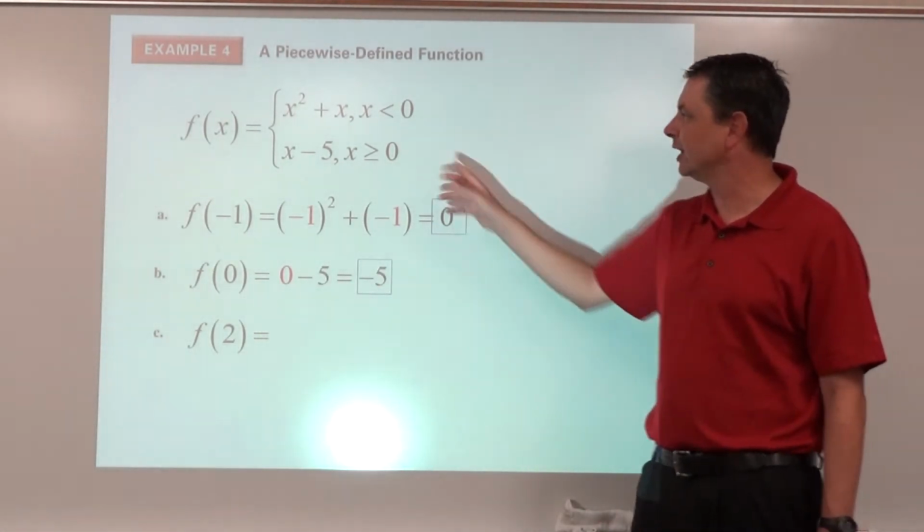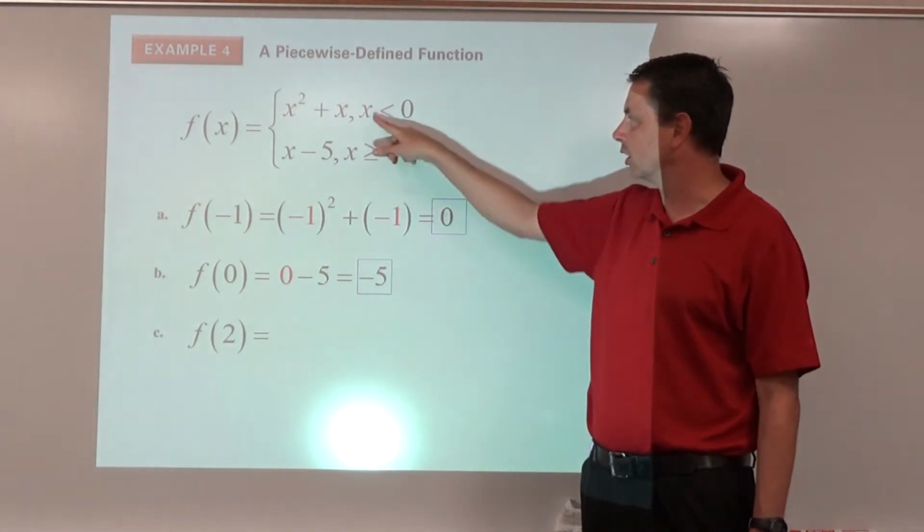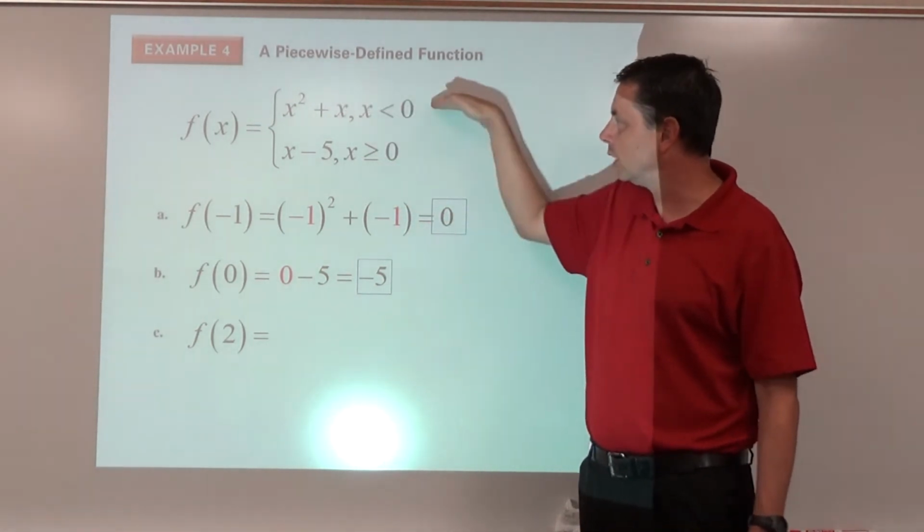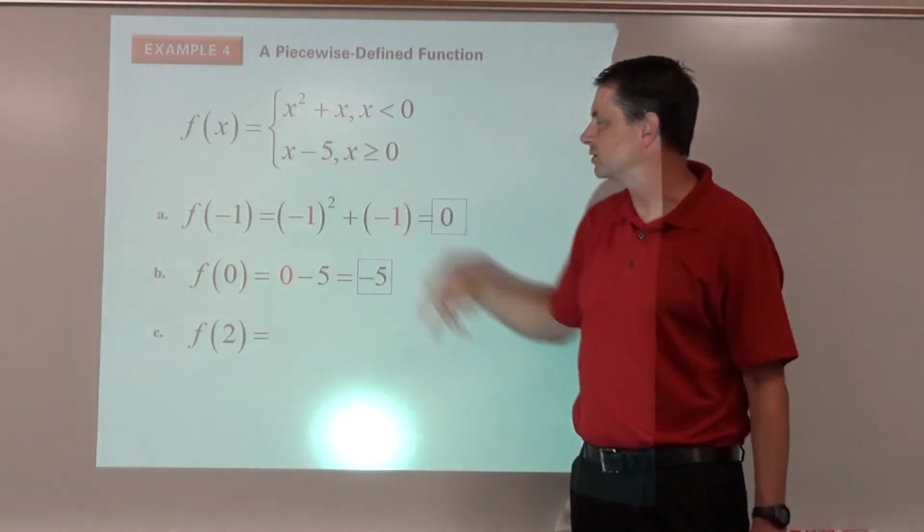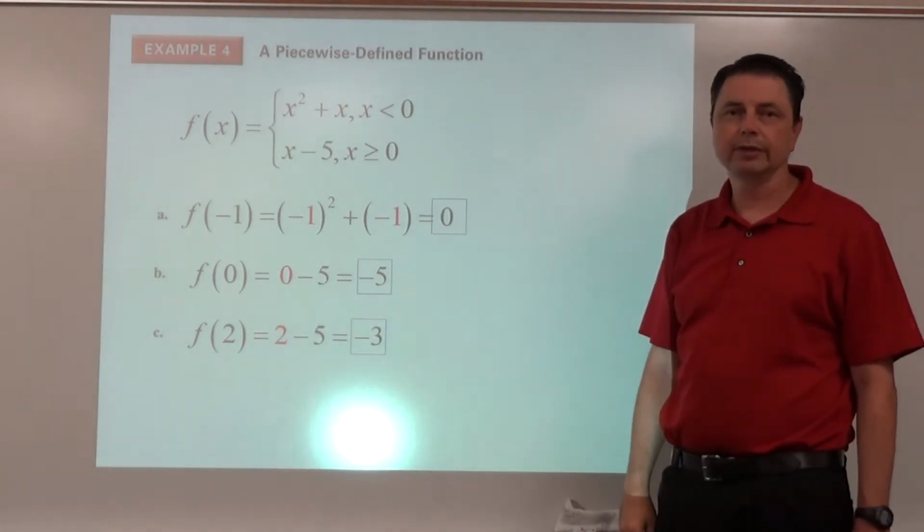And for f of 2, that's also greater than or equal to 0, not less than 0. Don't want the top part, want the bottom part. 2 minus 5 gets us negative 3.